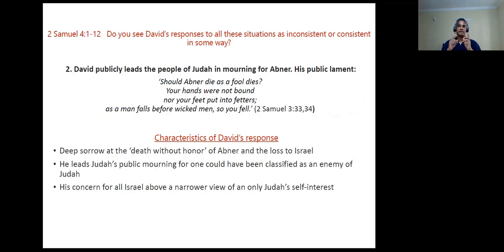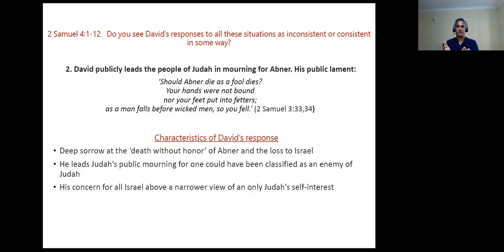Next, the second thing in the words of David is we can look at his lament. David publicly leads the people of Judah in mourning for Abner. So it's a public display of his heart. And his lament says, should Abner die as a fool dies? Your hands were not bound, nor your feet put in fetters. As a man falls before wicked men, you fell. So he's saying this is not the death that Abner should have had.